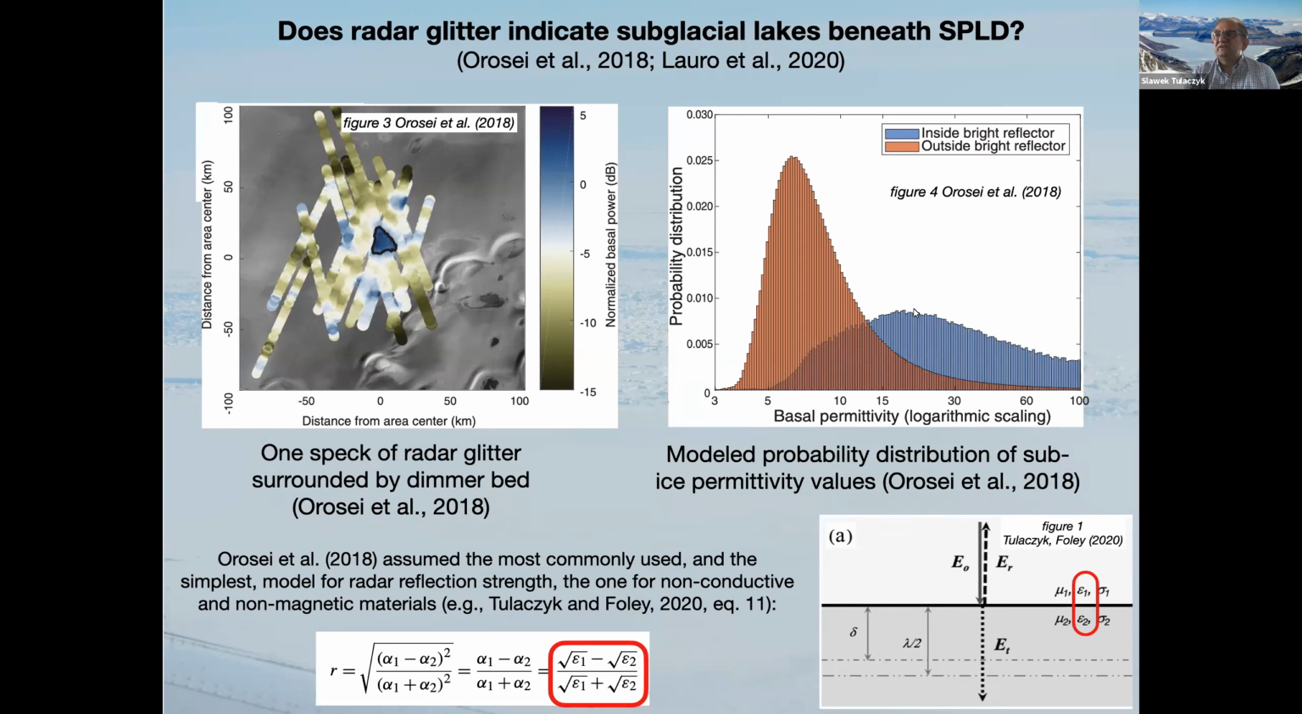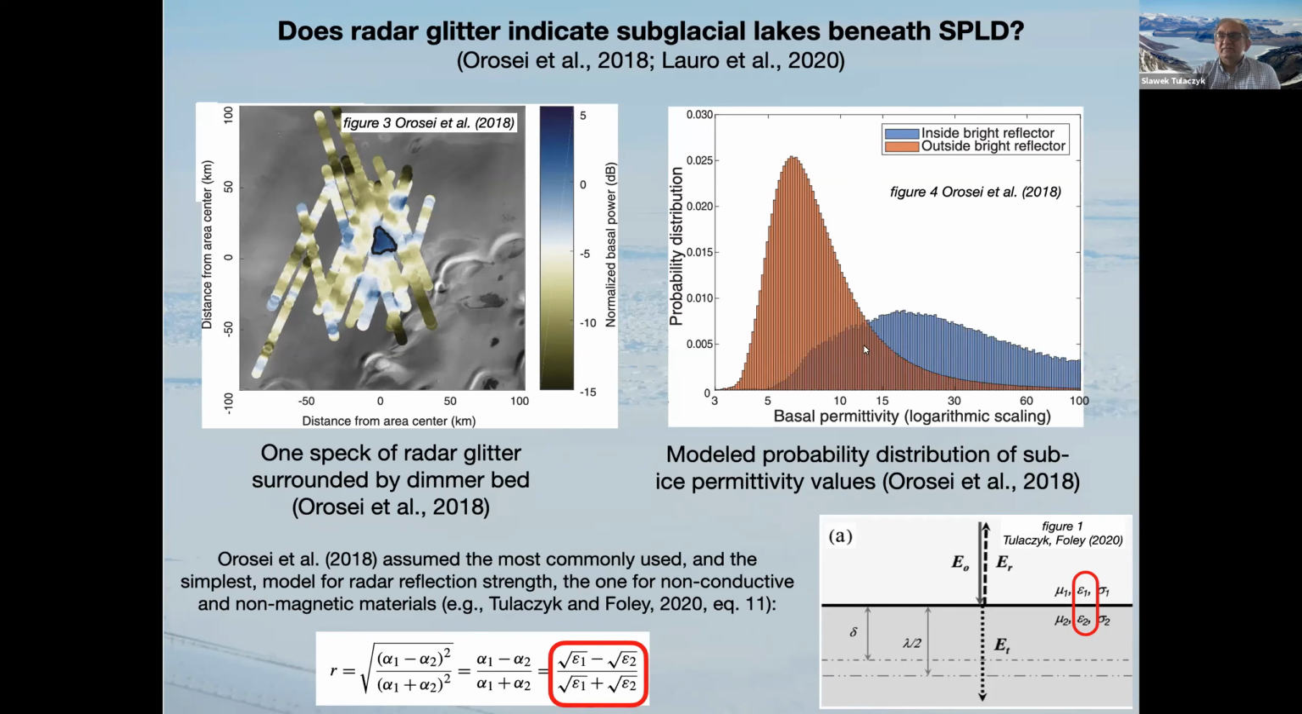So the peak doesn't necessarily occur where pure water would be, which would be more like 70 or 80, but it is pretty high and definitely higher than the reflectivity of the regions outside of the anomalously bright reflector. Okay, so that's the U.S.A. paper.